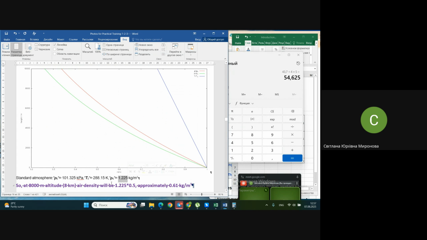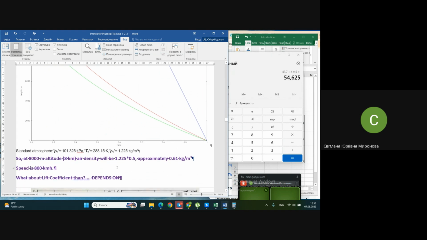But once again, we will take into account different variants. Cruise flight will have another speed and another density. Takeoff and landing is near the ground and with much less speed. Well, here it's written what I have already said. How to recalculate it? There is no difficulty. No difficulties at all. Very well.